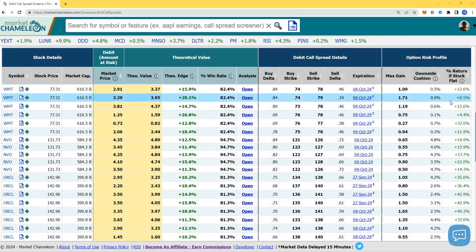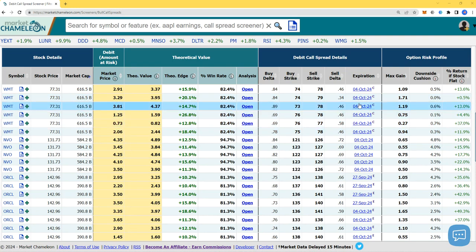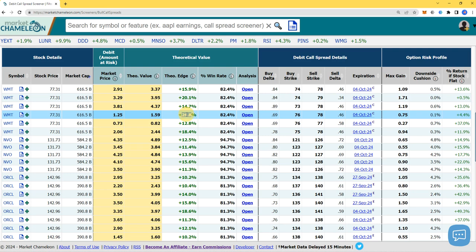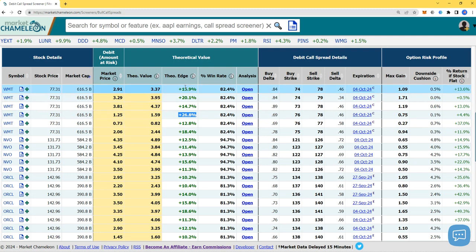So let's see what we got. Got percentage return if the stock is flat. Those are all green. That's good. The price 77.31, market cap 600 billion plus. And it tells you that the price right now for the debit call spread is $291 compared to $337. This is your edge, 15%, 20%, 14%, 26%. This is also good. Let's focus on this one. But let's go by the first one and then we'll see what we see. Okay, 82% win rate. I don't want to get anyone confused.